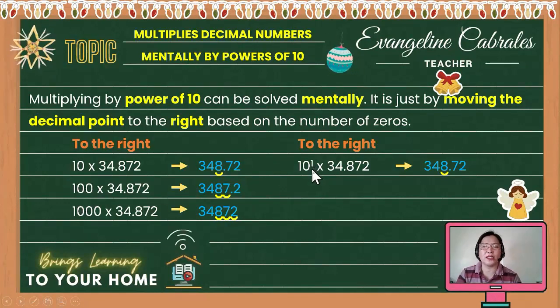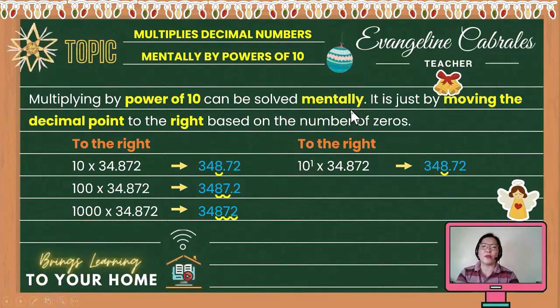Ito ay sa pamamagitan ng paggamit ng exponent. Gaya nito. Paano ito binabasa? Binabasa ito as 10 to the power of 1. Lagi binabanggit yung to the power. Tapos sasabihin mo kung ano yung exponent. So, this is read as 10 to the power of 1. So, kung titingnang mabuti, yung exponent ay nagsasabi kung ilan ang 0. Ang 0 ng 10 ay 1, kaya ang exponent niya ay 1.